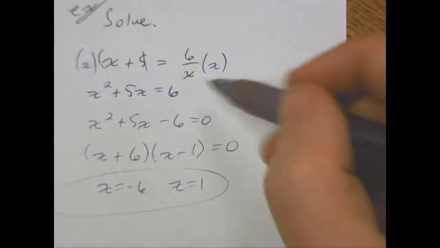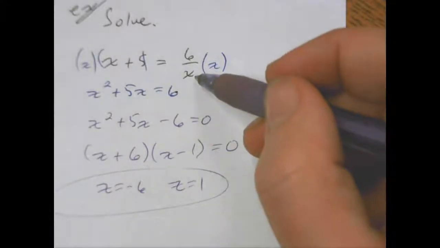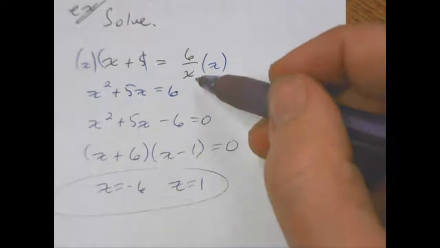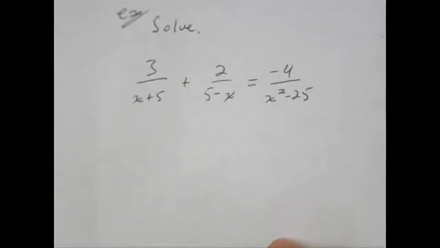Those are both solutions because if I look back at my original, I'm dividing by just an x, so the only thing that wouldn't work is if we had 0 as a solution. Beautiful. All right, moving on.